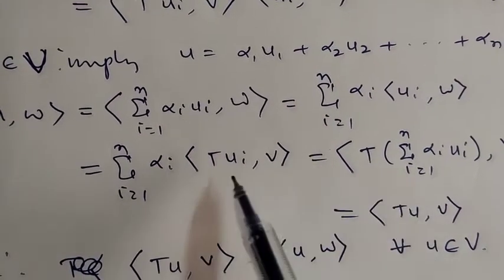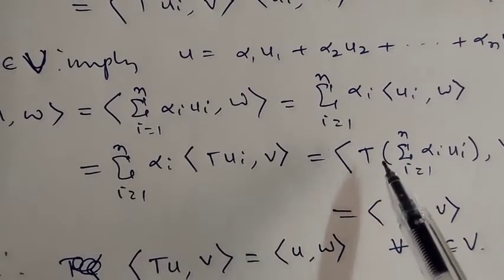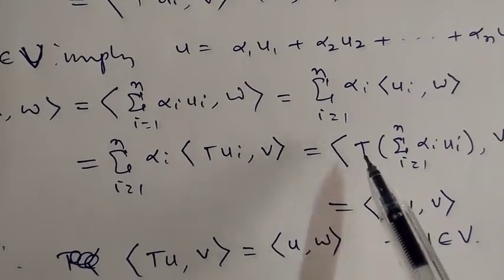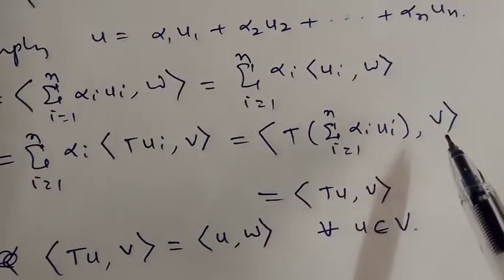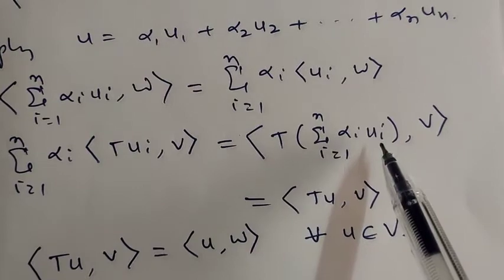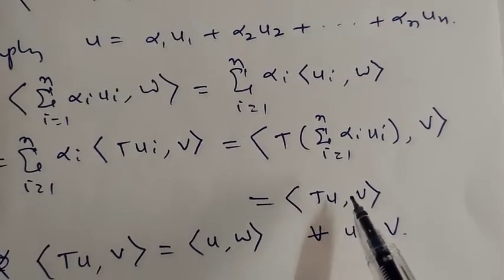So this is equal to, now I'll bring the scalars inside. This implies inner product of T of summation I equals 1 to n alpha I u I comma v. Alpha I u I summed means u. This is equal to T of u comma v.